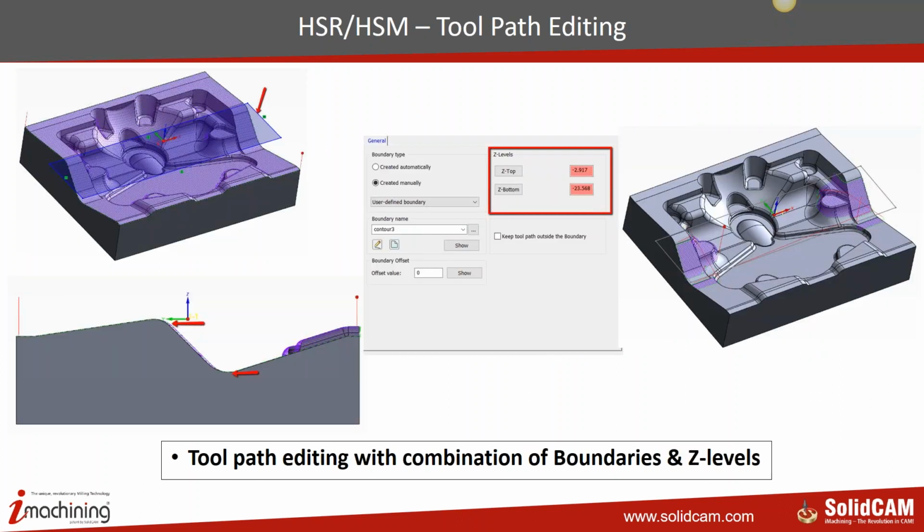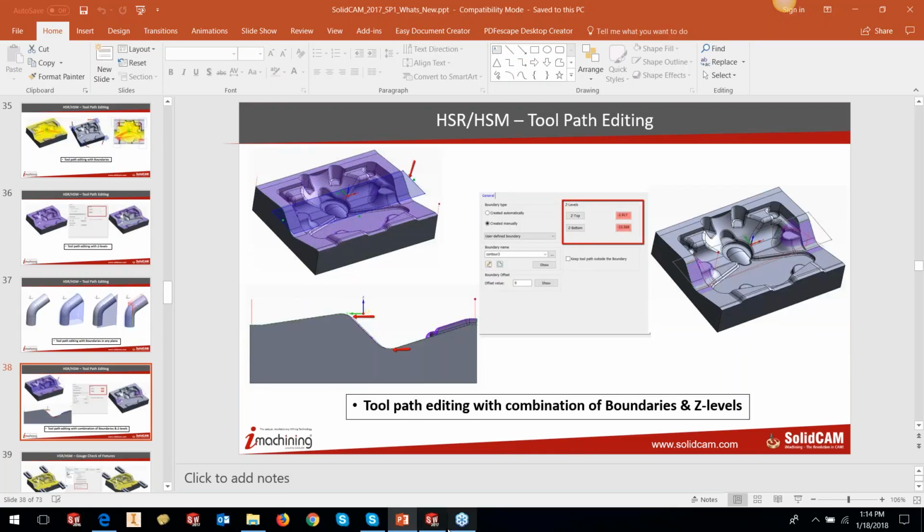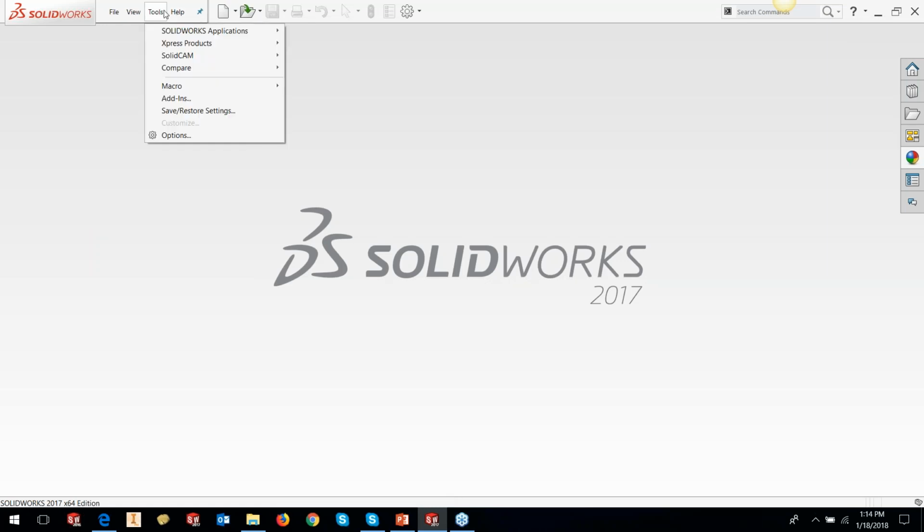And then you have the combination where you can have a boundary and 2 Z levels. So within the boundary, within the 2 Z levels, it will chop the toolpath off. So a lot of things can be done using toolpath editing. So let's just look at what toolpath editing looks like.